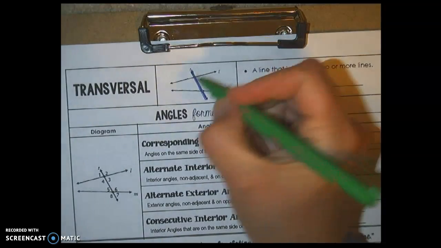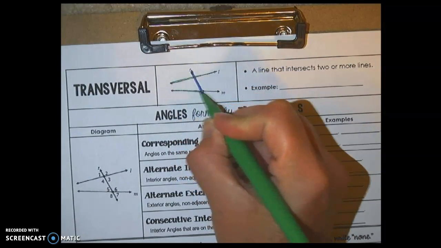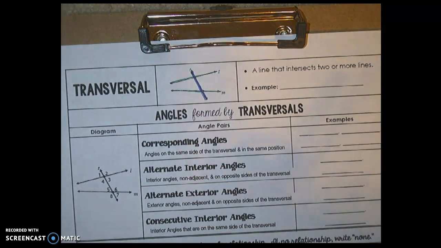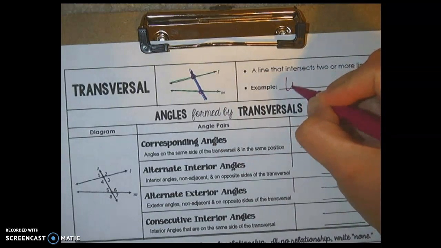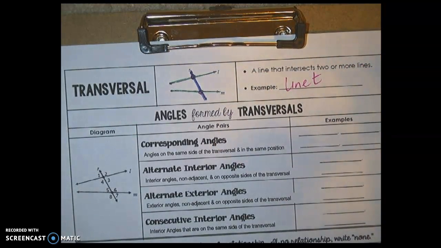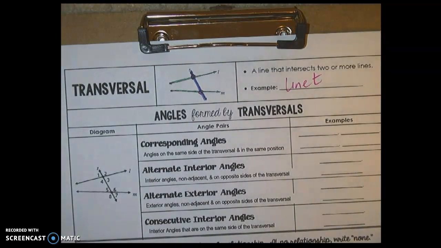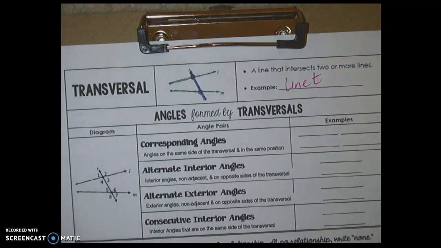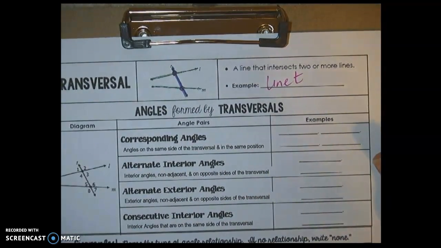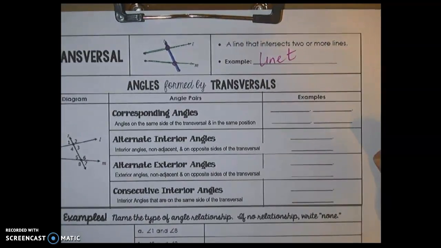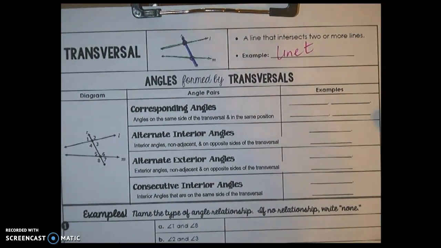So you can see that we have line L right here and line M, and they intersect line T here and here. So line T is our transversal in this picture. Next, angles formed by transversals. These are going to be really, really important, and we are going to practice these a whole lot in Chapter 3. Basically these are essential for you to know in Chapter 3. If you don't know these, it's going to be bad news.